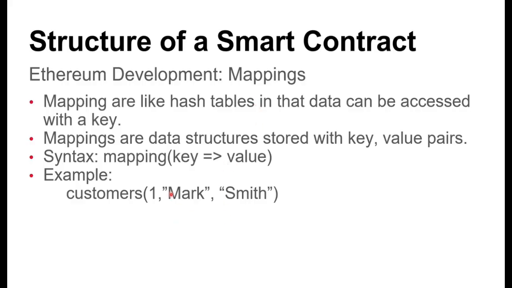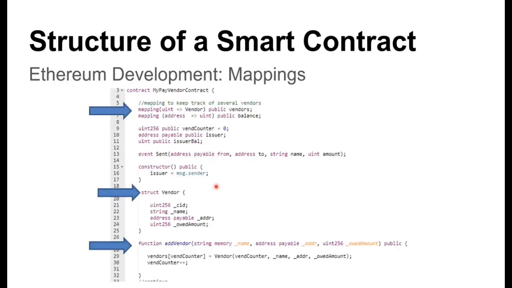Mappings are another data structure. So this data structure is similar to hash tables in that the values can be accessed using a key. So mappings are a key value type of data structure. So if we want to create a mapping called a customer, every customer gets a key or an ID and then other values associated with it. So to return the Mark Smith, we would request a key equal to 1. So it would be ID equal to 1.